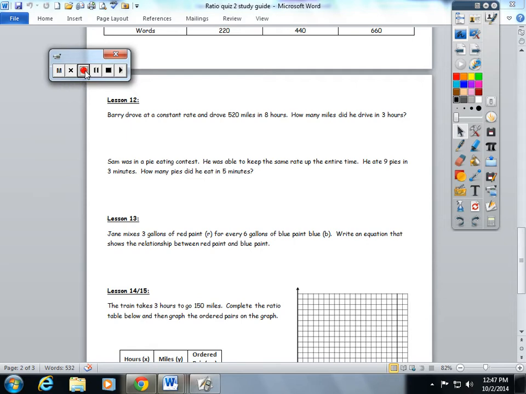Barry drove at a constant rate and drove 520 miles in 8 hours. How many miles did he drive in 3 hours?